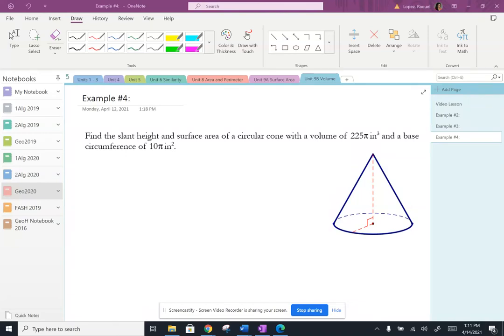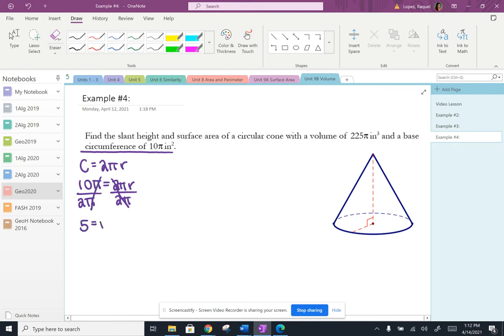So to start off, I'm going to go ahead and figure out what the radius of this cone is, and I'm going to use the circumference to help me find that. The formula for circumference is 2 pi r, and I know that the circumference is 10 pi, so I'm going to set 10 pi equal to 2 pi r in order to help me solve for r. So I'm going to divide both sides by 2 pi. Our pi's cancel out, and I'm left with 10 over 2, which is just 5. So the radius of this cone is 5.